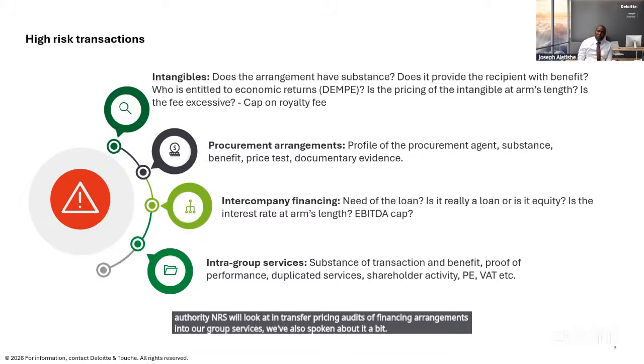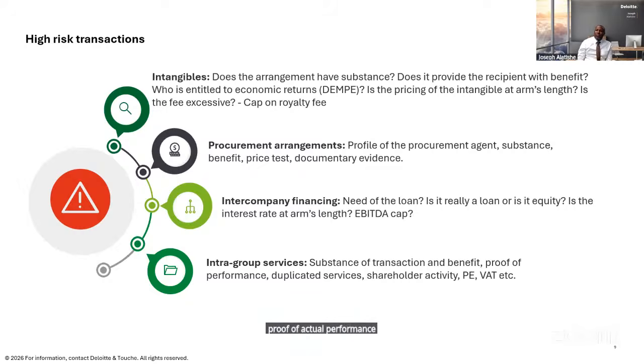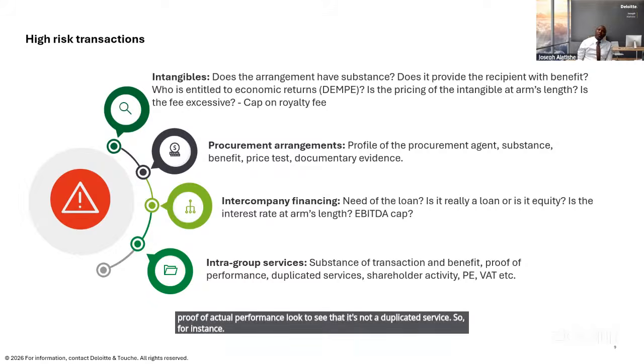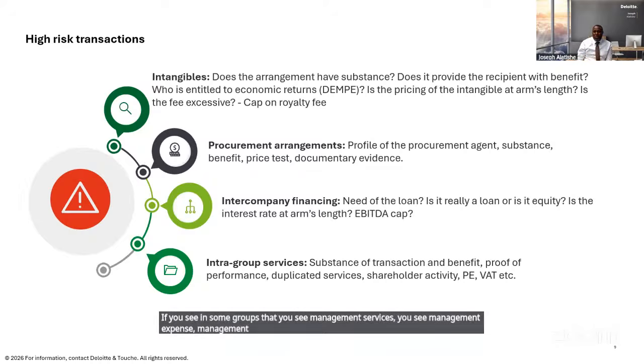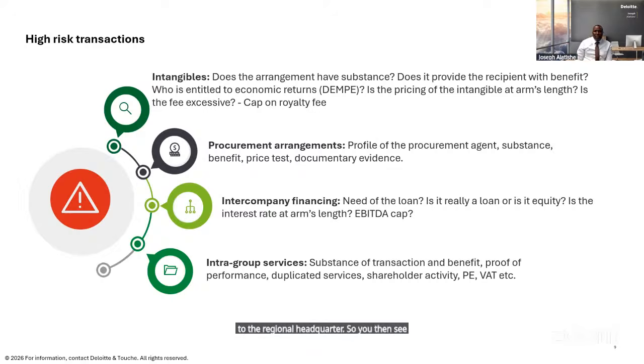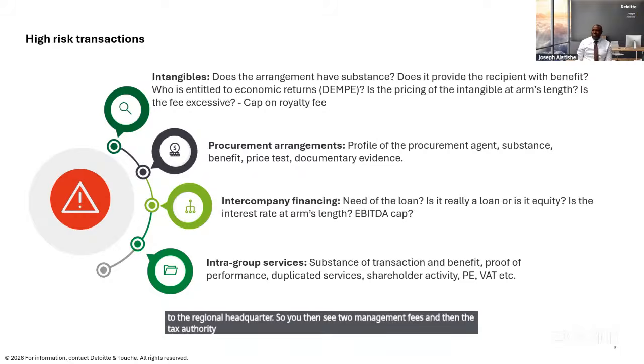Tax authority will look for substance of the transaction and benefits, proof of actual performance, look to see that it's not a duplicated service. So for instance, if you see in some groups management services, management fee being charged to a Nigerian company by two different companies. One is called maybe the headquarter, and then another one is called the RHQ, the regional headquarter. So you then see two management fees, and then the tax authority is saying, what's the difference between what the regional office is doing and the head office? What's the difference? Is that a duplicated cost?